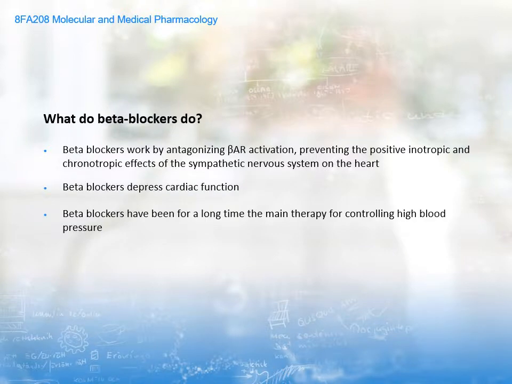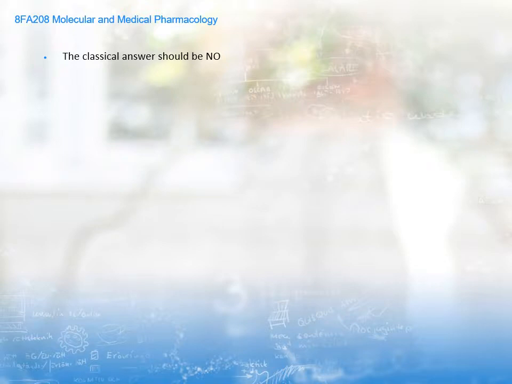Would it be advisable? Beta blockers, of course, depress cardiac function. Beta blockers have been used for a long time for controlling high blood pressure, so it works in decreasing high blood pressure. Would they work against heart failure? Of course, the classical answer should be no. They should not work because they are going to worsen the condition of the heart failure patient.